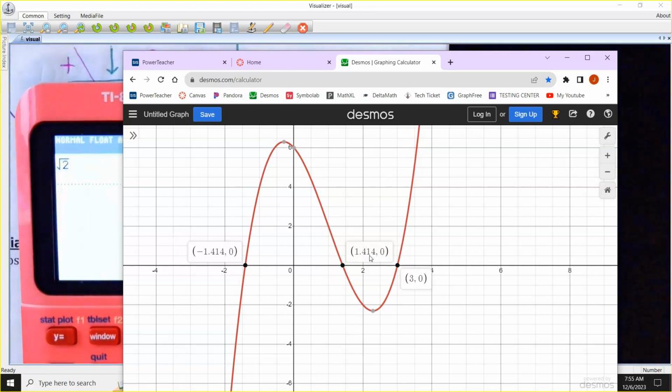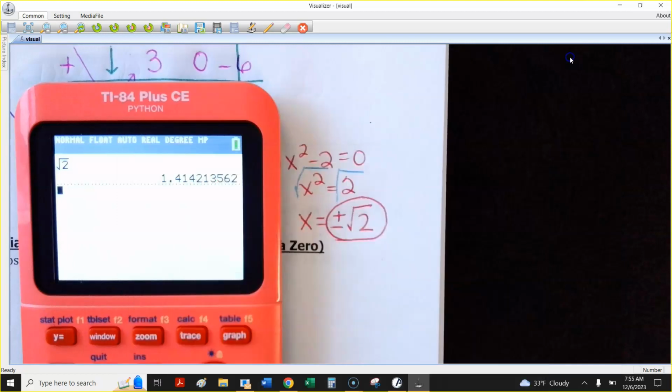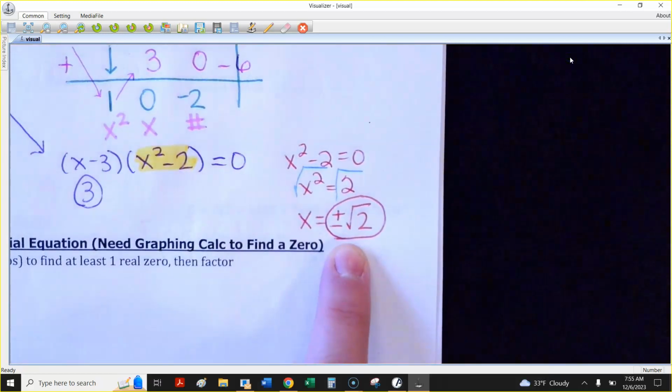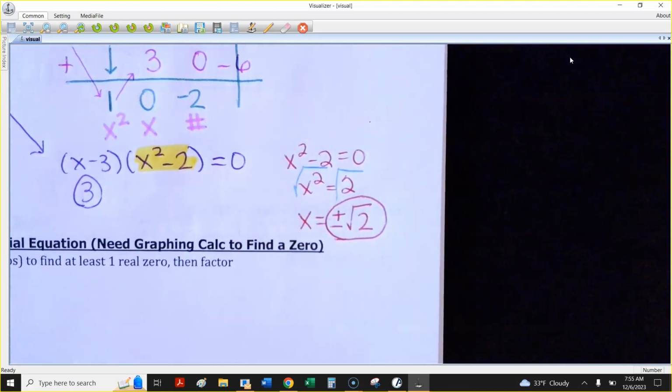But we're not going to take those decimal answers on a test or quiz. I want the exact answer, so I would want that square root of 2 and negative square root of 2. Is anybody having a question?